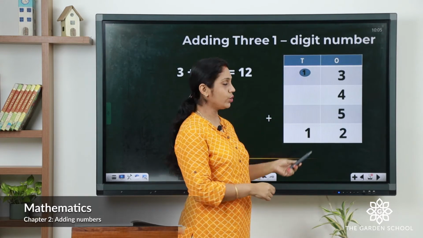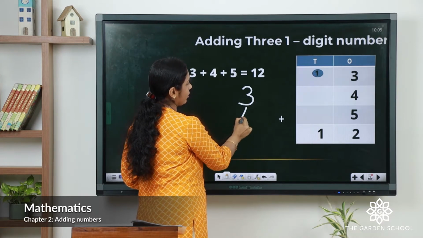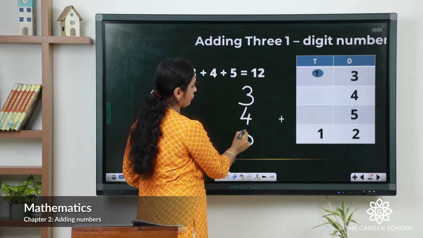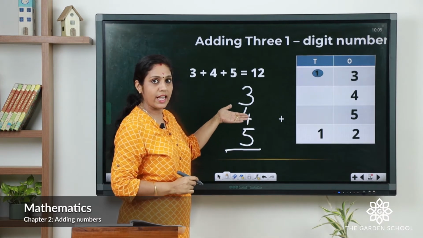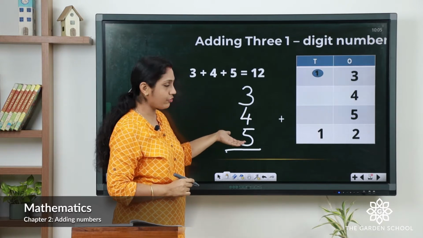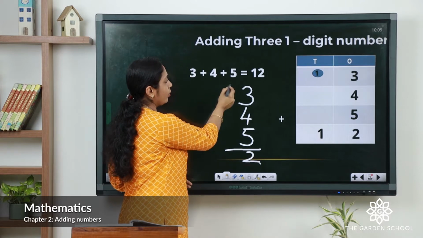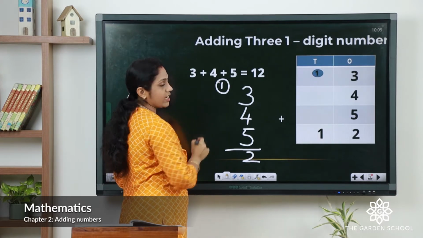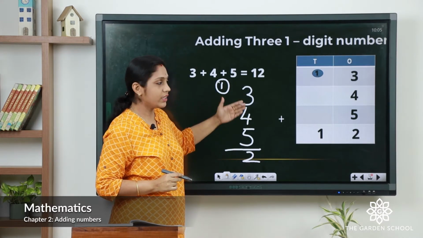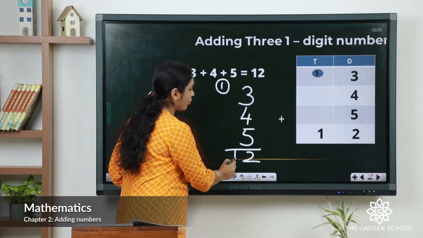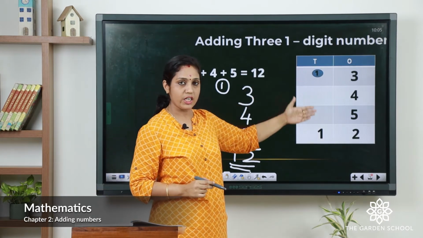So, now what we are going to do? 3 plus 4 plus 5. First add 3 plus 4, we get the answer 7, 7 plus 5, 12. So, we will write 2 in the ones place and we are going to carry over 1 to the tens place. And in the tens place, as there are no other numbers, we can write this number in the answer and we get the answer 12. So, this is how we add 3 one-digit numbers.